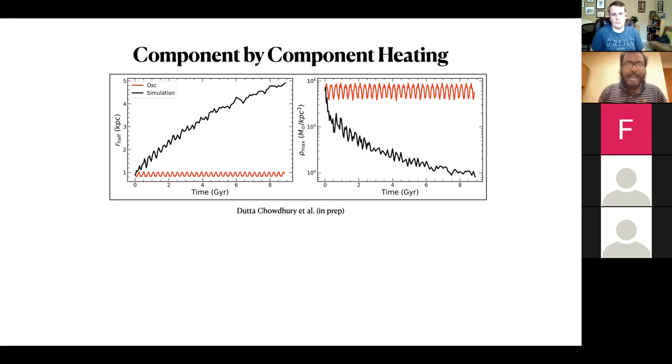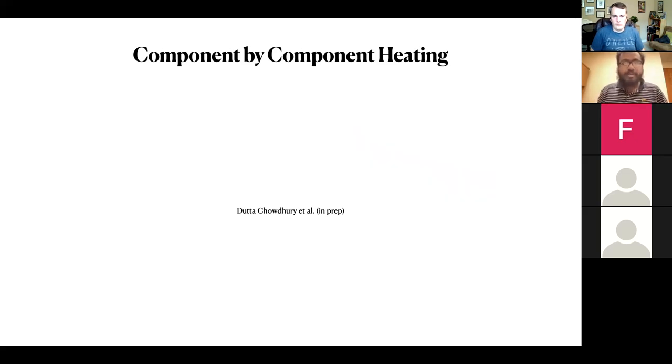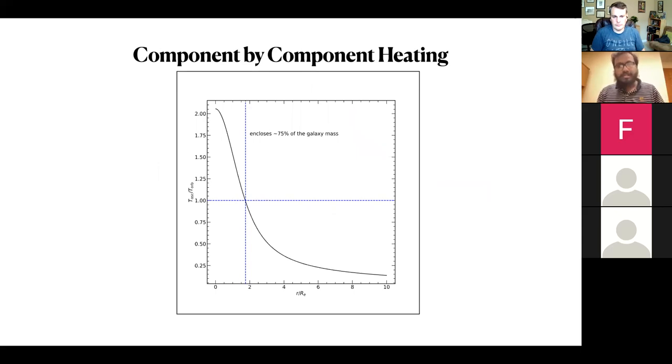In black, the results of the simulation are shown. This is the half-light radius and the maximum density of the galaxy. And then in red is what happens if we just have oscillations and nothing else. The reason why the oscillations don't do much has to do with the time scales for the oscillations and the typical time scales of orbits inside the galaxy. What is plotted here on the y-axis is the ratio of the oscillation time scale divided by the circular orbital time scale as a function of radius, which is on the x-axis.